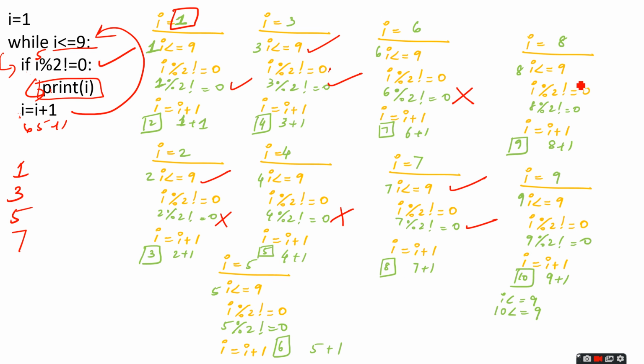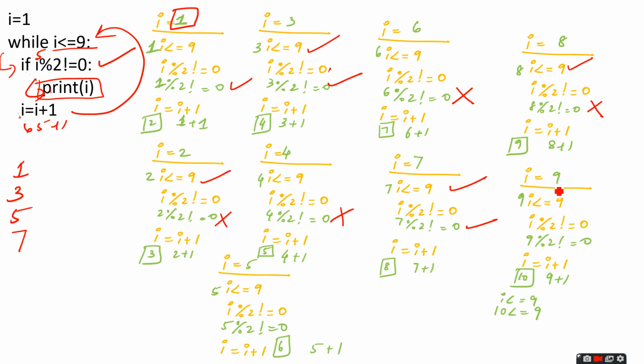Now the next value of I is 8. We check the condition: 8 less than or equal to 9, the condition is true, and we come inside the loop. 8 mod 2 not equal to 0, the condition is false, so we will not execute print I. Then we execute I equals I plus 1. 8 plus 1 is 9.